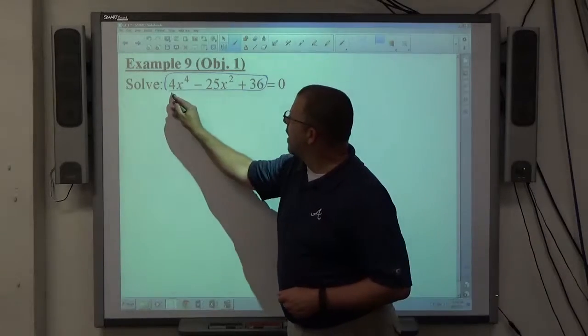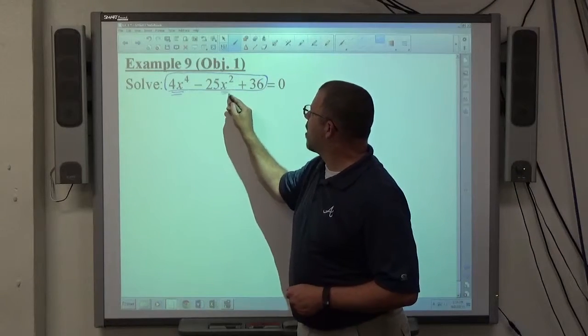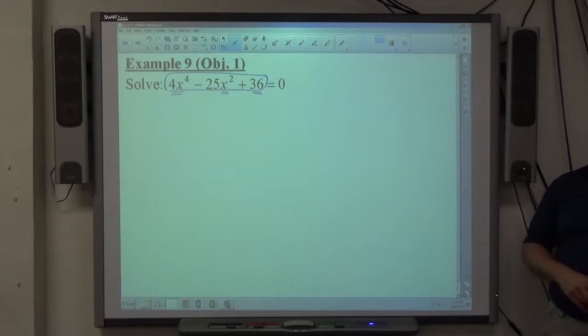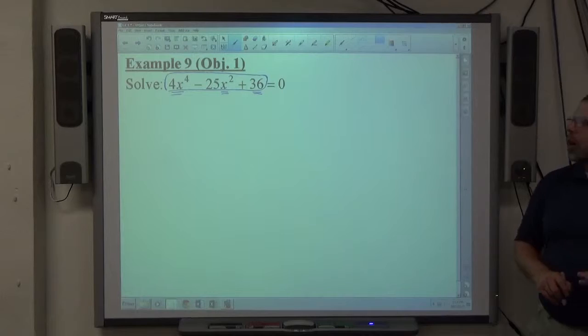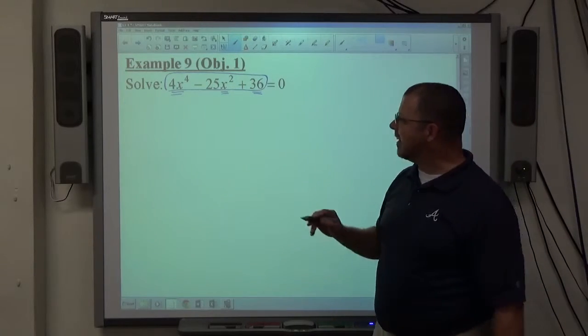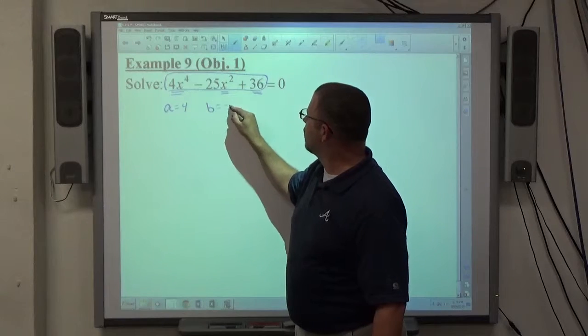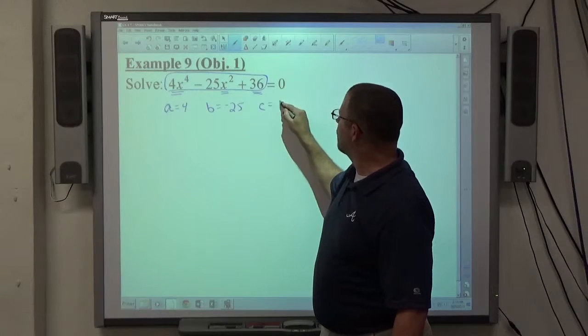We see a power of x, we see half that power of x, and we see a constant. That's what creates quadratic in form. That's what we're looking for. If it's quadratic in form, the quadratic formula is legal. In this case, a is equal to 4, b is negative 25, and c is equal to positive 36.